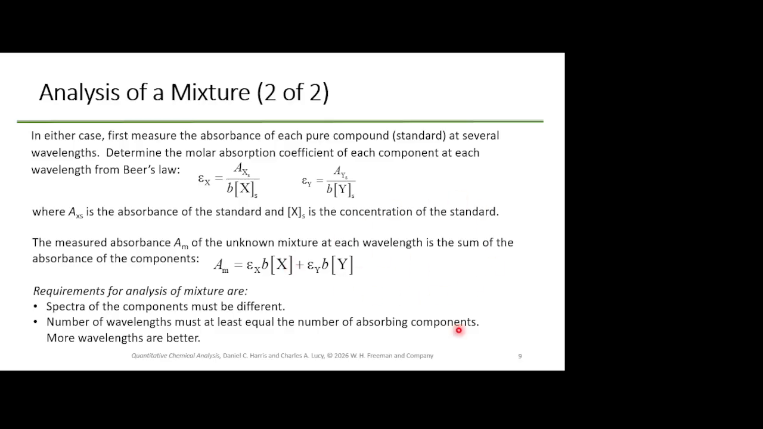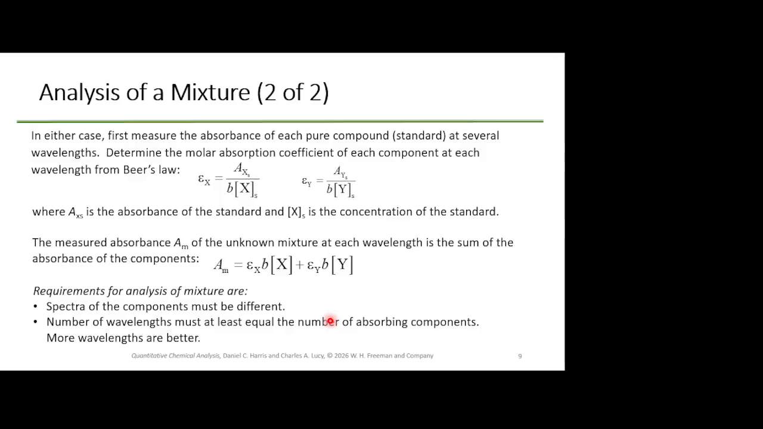So these are some of the requirements for this analysis of our mixtures. The spectra of the components must be different. If we have complete overlap, it's really just not going to help us out. We don't have any places to look for the individual components, and they're going to be very difficult to resolve. The number of wavelengths must be at least equal to the number of absorbing components. More wavelengths are definitely better, but at least equal.